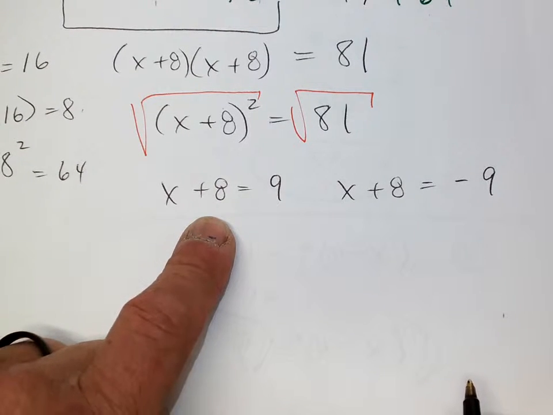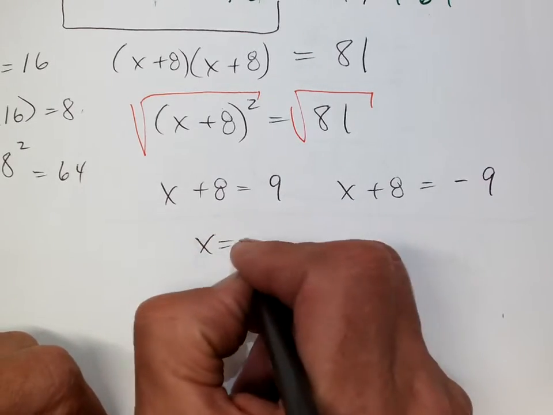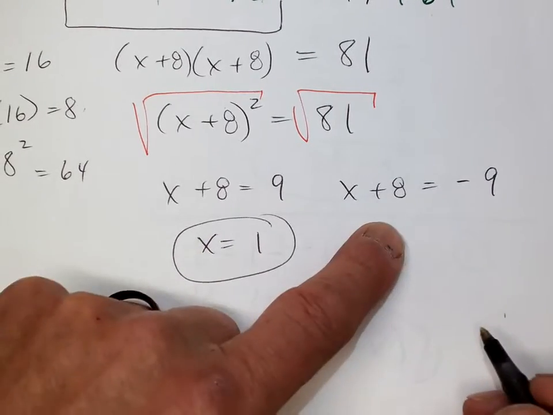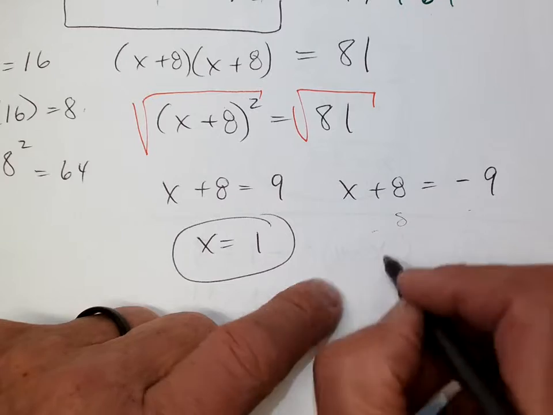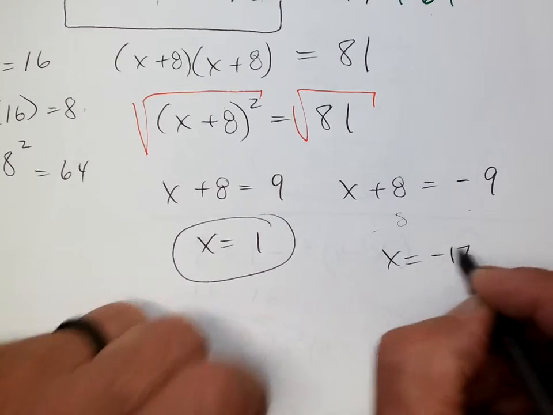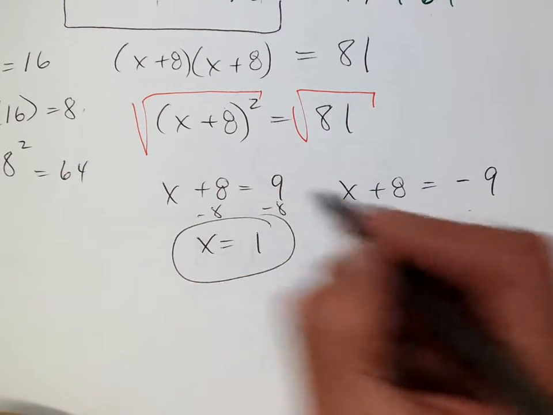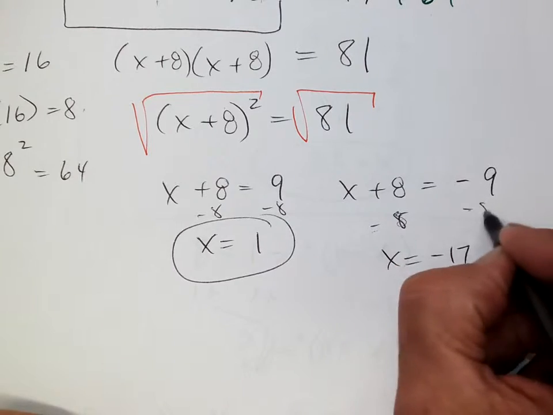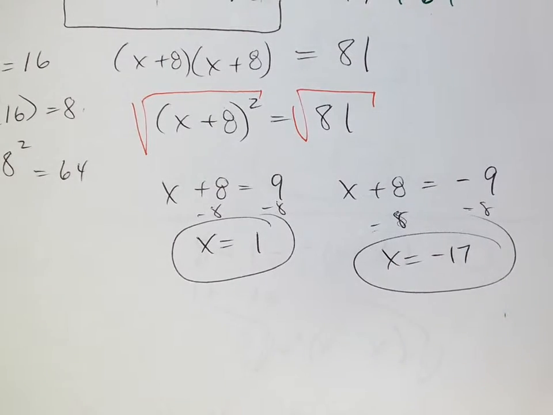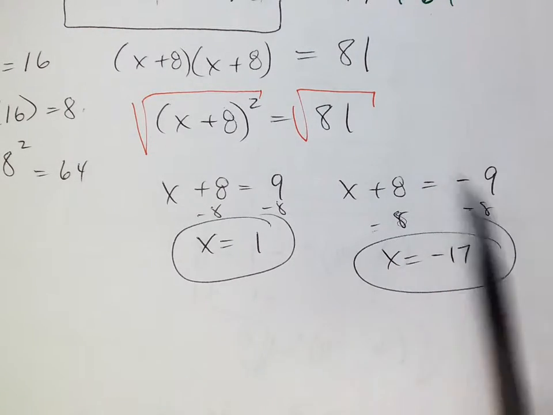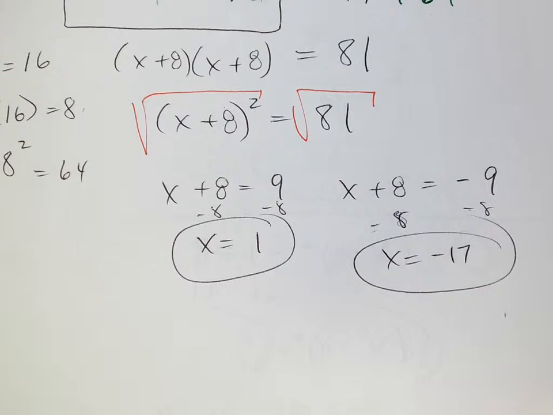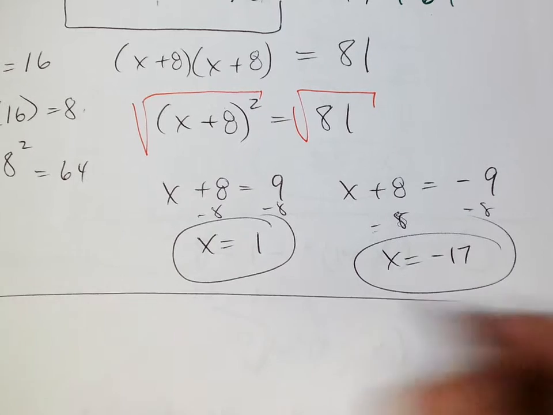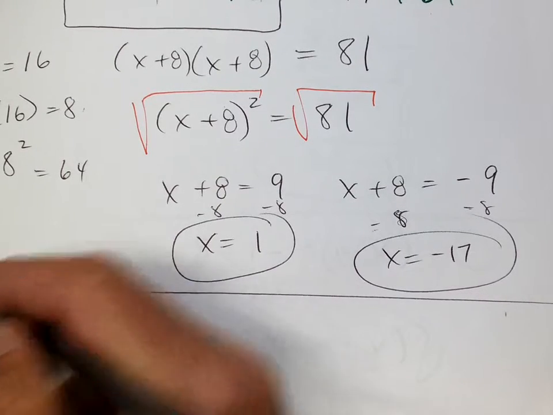Now, let's just solve. Minus 8, minus 8, one answer is 1. Minus 8, minus 8, x equals negative 17. Here's my two answers, okay? So, 1 point for completing the square correctly, and 1 point for the right answers, okay? Can you do that tomorrow? Okay, fair enough?